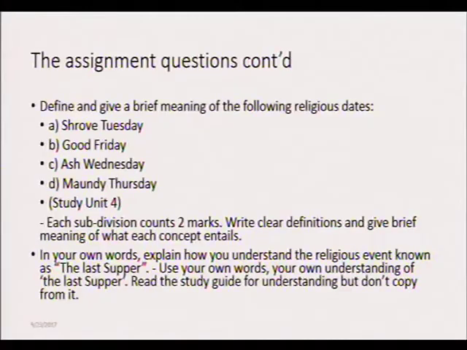The other question is: define and give a brief meaning of the following religious dates. These are very clear in your study guide under Unit 4. I will not mention pages here because pages will mess up everything. Your pages are not my pages. The pages on a Kindle are not the same as the pages on a printed guide, and they are not the same as the page numbers on the soft copy guide, and so on. So I will strictly refer you to the units.